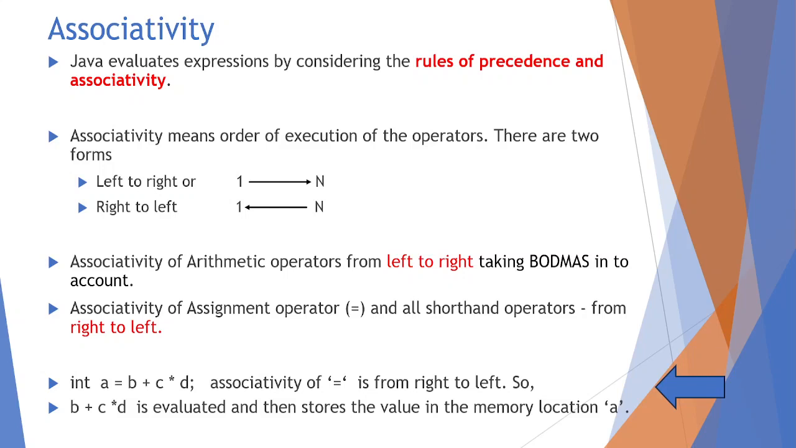That means int A is equal to B plus C into D. That is the expression. This is left to right. B plus C, D are arithmetic operators. So first of all, B plus C into D will be evaluated. And then equals to is from right to left. So equals to is evaluated at the end. So the answer will be stored in A at the end because the associativity is from right to left.